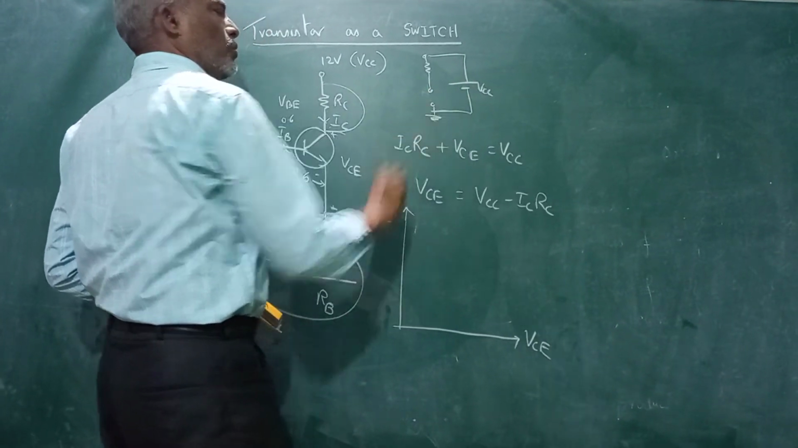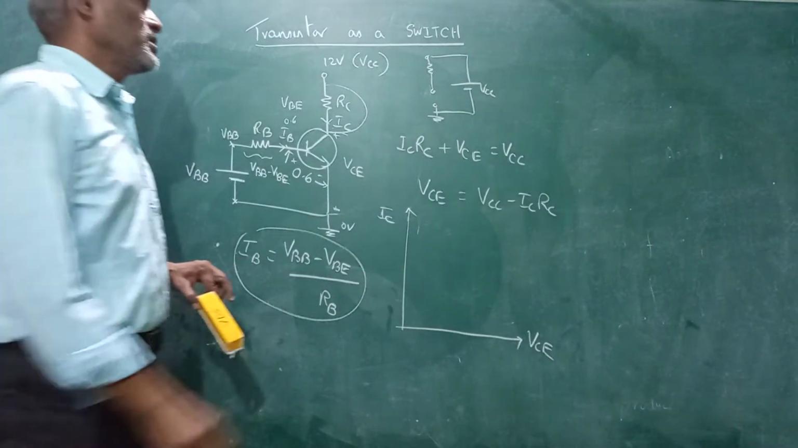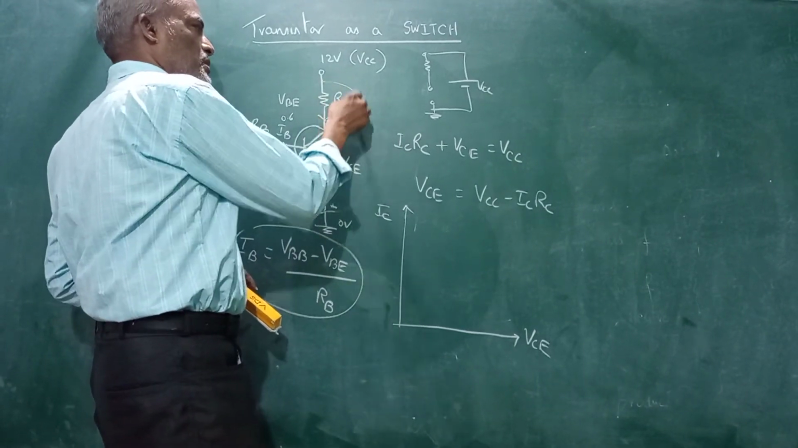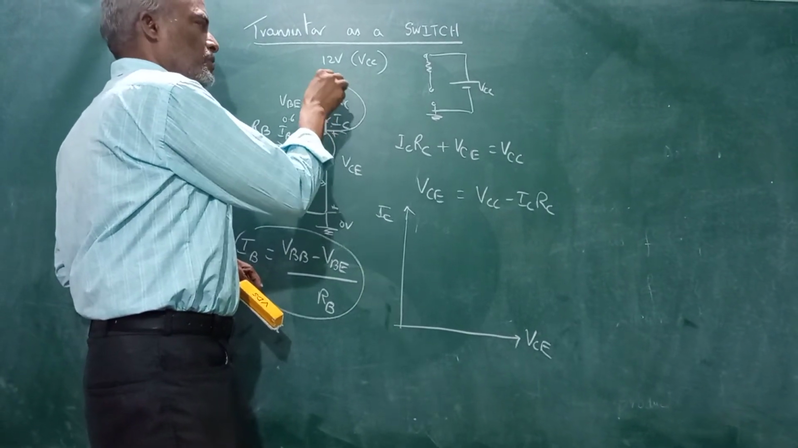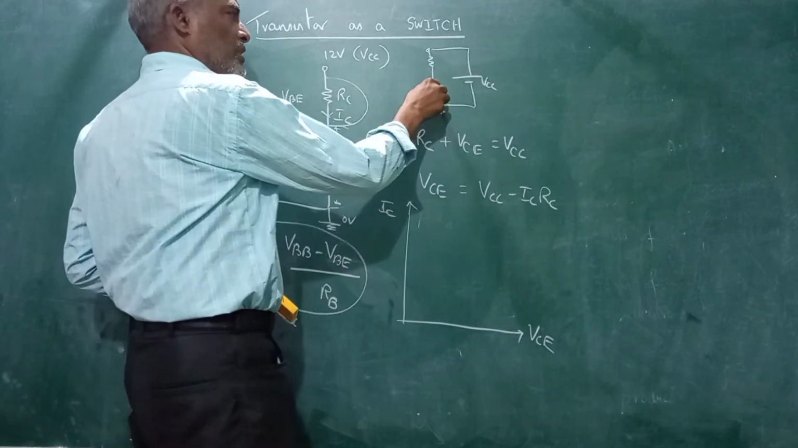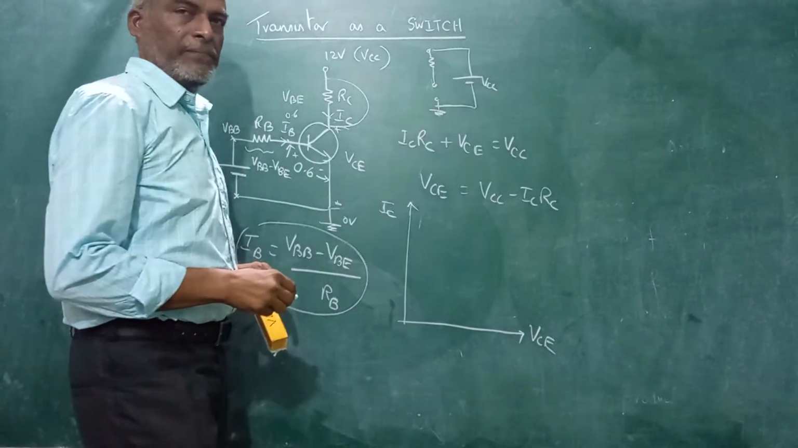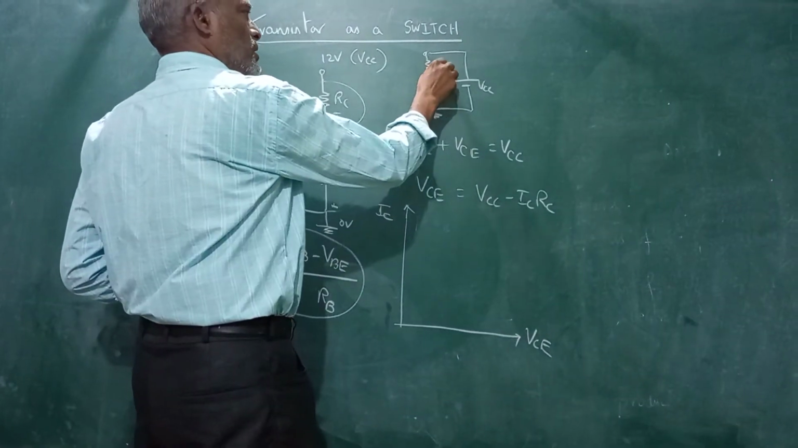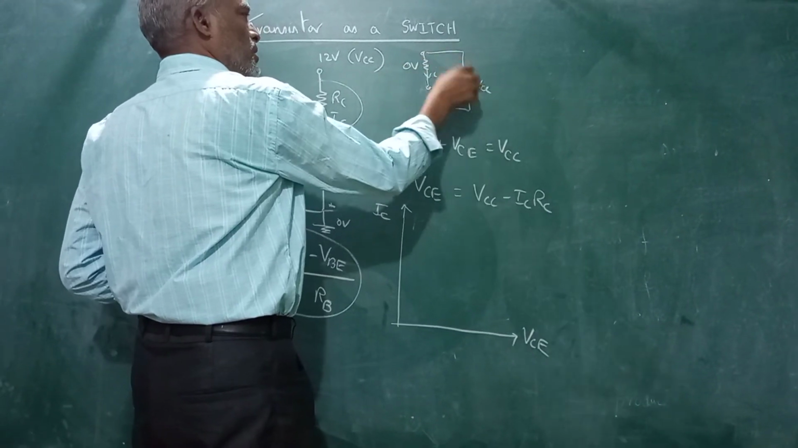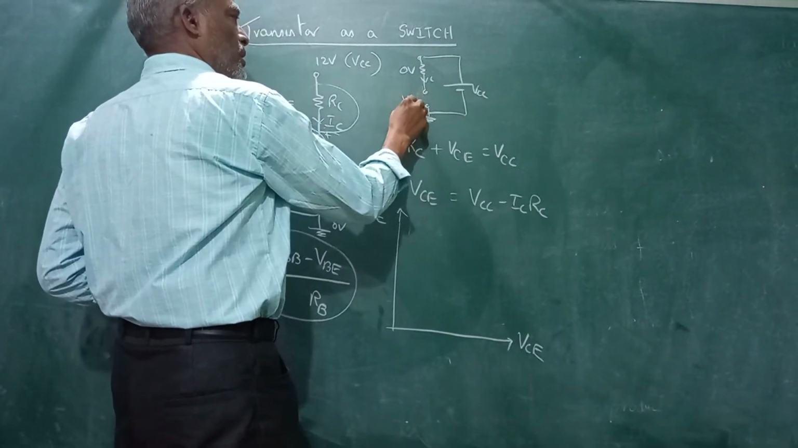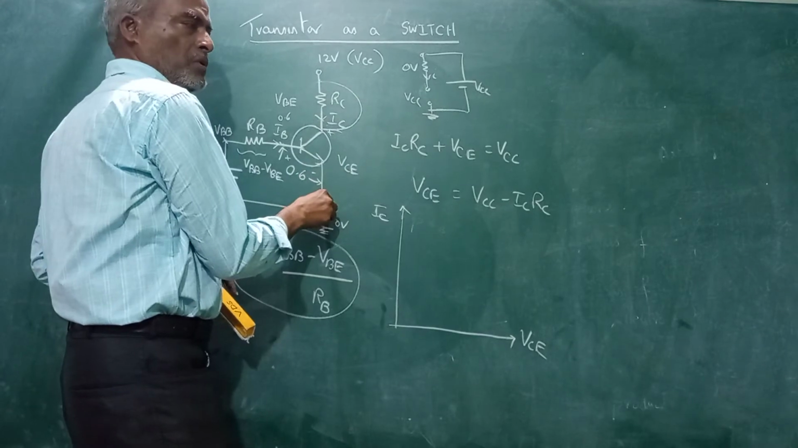So here no current will flow. I is equal to 0, so the voltage drop here is 0. Since this is 0, the entire voltage has to appear across VCE. That means since current is 0, this drop is 0 volts. Therefore the supply voltage VCC should appear across VCE. So that is the best case.